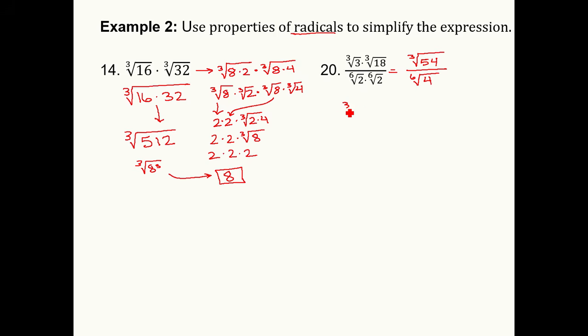I do know that 27 is a perfect cube, so I'm going to call that cubed root of 54 the cubed root of 27 times 2. 27 times 2 is another way of writing 54. And I'm going to leave that denominator the sixth root of 4. All right, well, I can break apart that numerator. The cubed root of 27 is just a regular 3, and then I've still got the cubed root of 2 underneath.